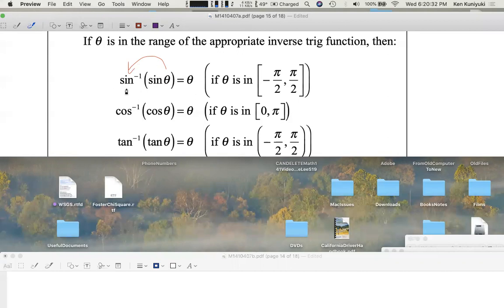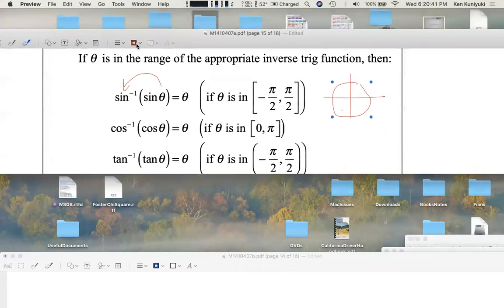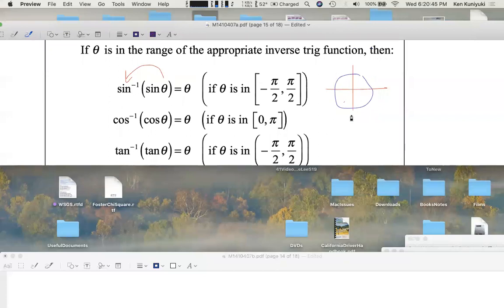Well, what is the range for inverse sine? If you think of the unit circle, the range for inverse sine goes from -π/2 down here up through +π/2 up here. That's the range for the inverse sine function. So if theta is in that range for inverse sine, then theta gets spit out.